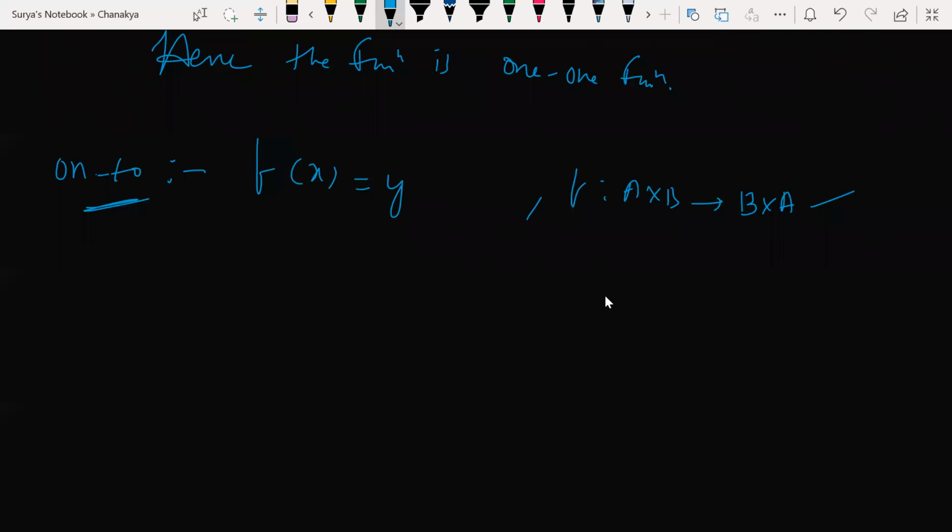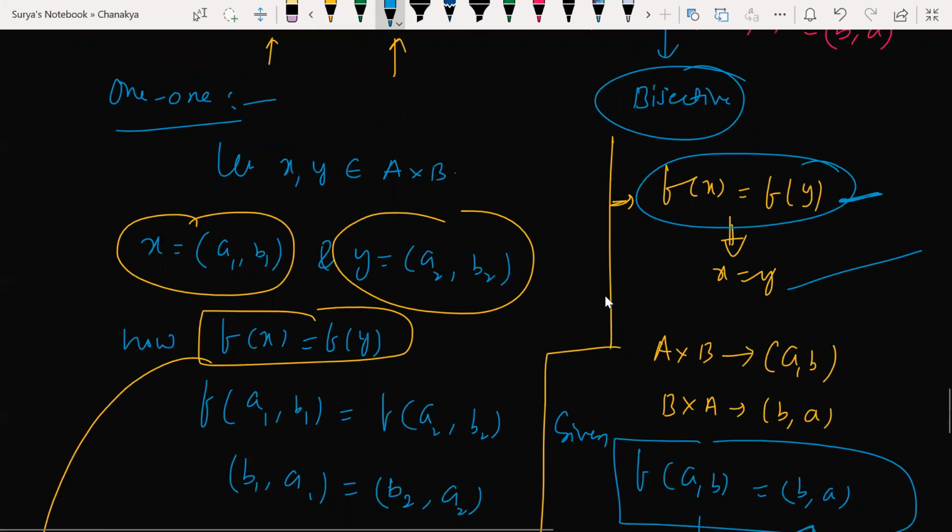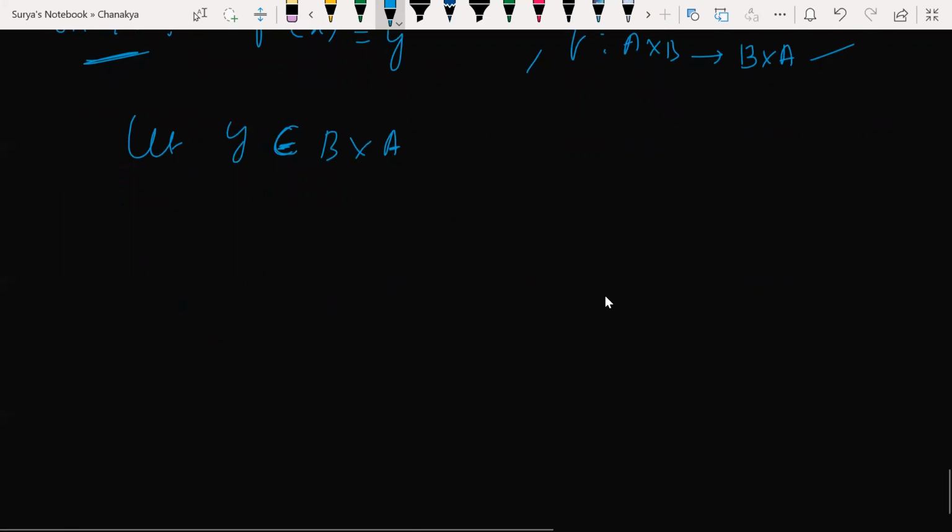Fine. Now again, let y belong to B cross A. Okay, y belongs to B cross A. Y belongs to B cross A is nothing but, can I write, y is equal to b comma a? Yes, as I told in the earlier step, A cross B is nothing but a comma b, and B cross A is nothing but b comma a. In that way, we'll be getting ordered pairs. Correct?